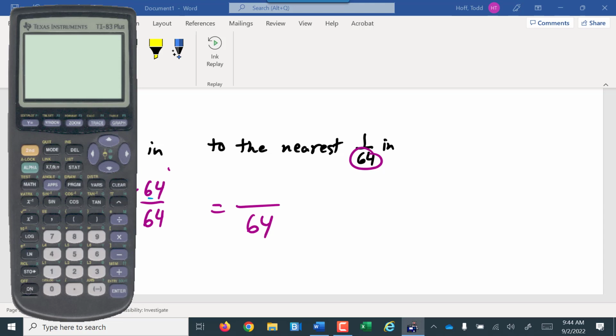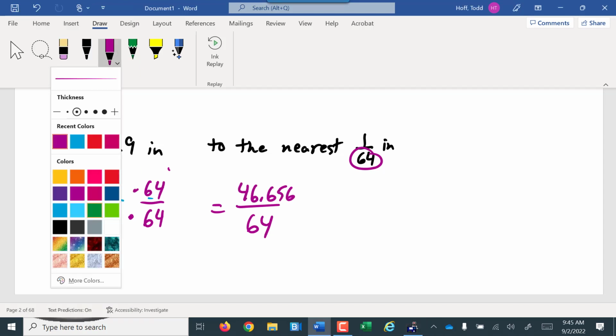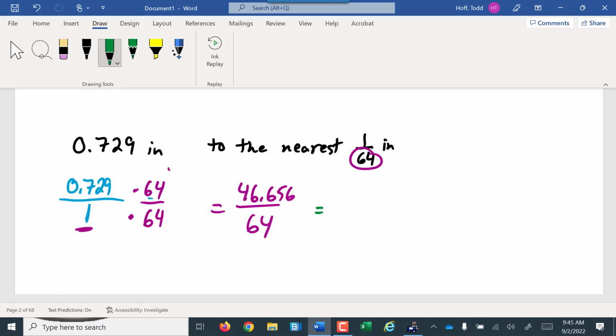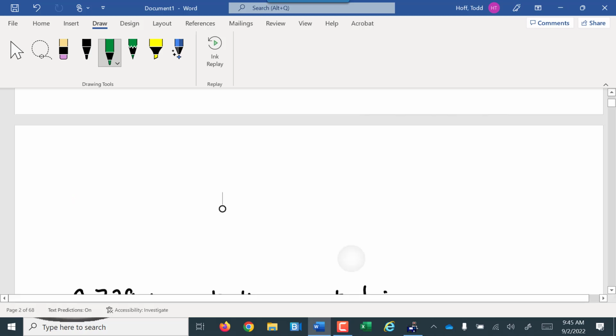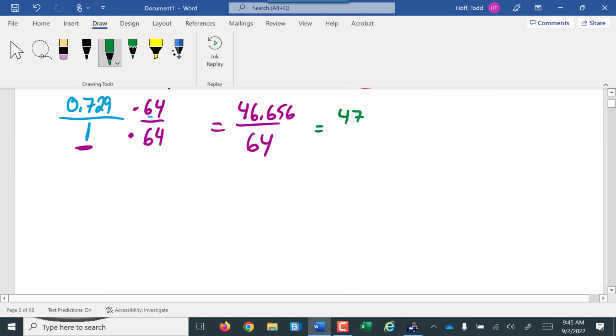So we do 0.729 times 64. That gives us 46.656 64ths. So what that's telling us is we're between 46 and 47 64ths. Which one are we closest to? 47. So that's 47/64.